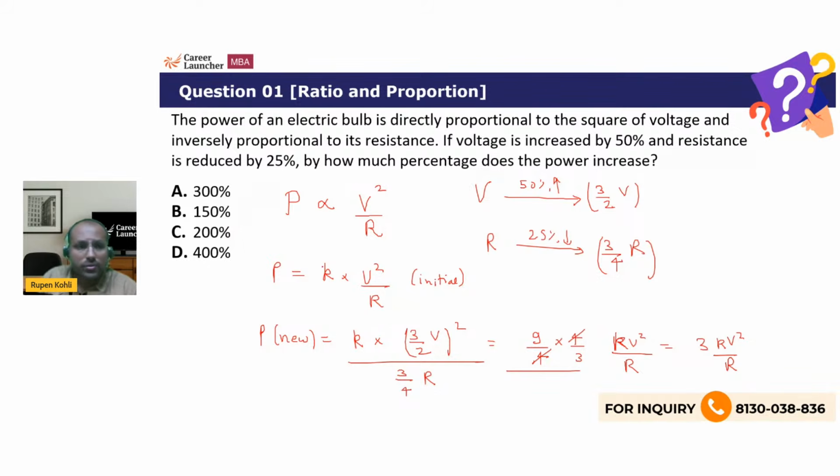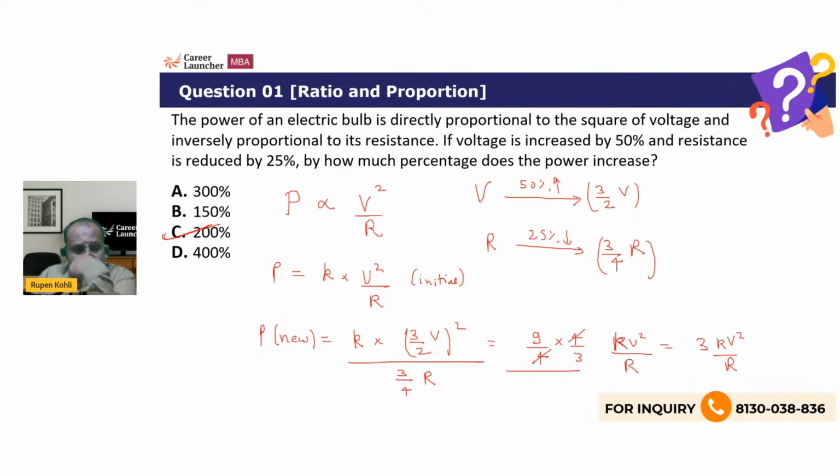Perfect. So I think quite an easy one, right? Okay, Roger is saying A. Let's just check. Voltage was increased by 50%, so it became 3 by 2 times, so 9 by 4. Resistance was decreased by 25%, so it became 3/4 of the initial. So 9 by 4 divided by 3 by 4, into 4 by 3.